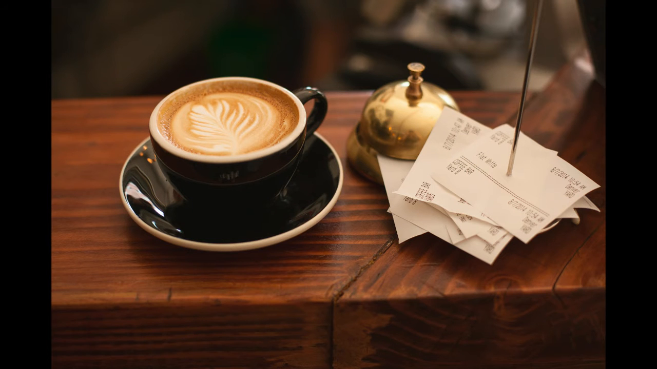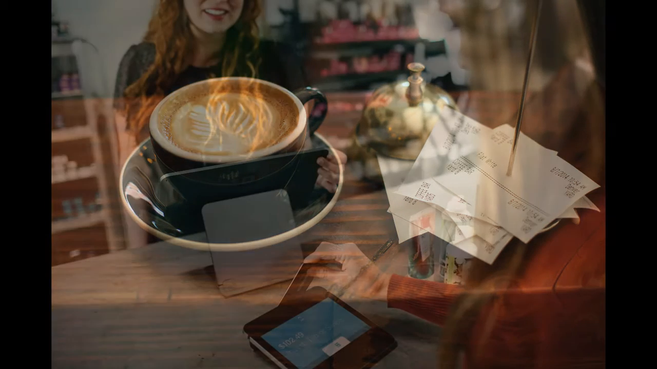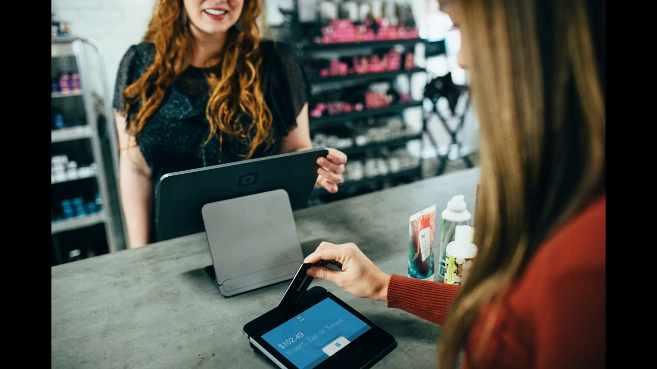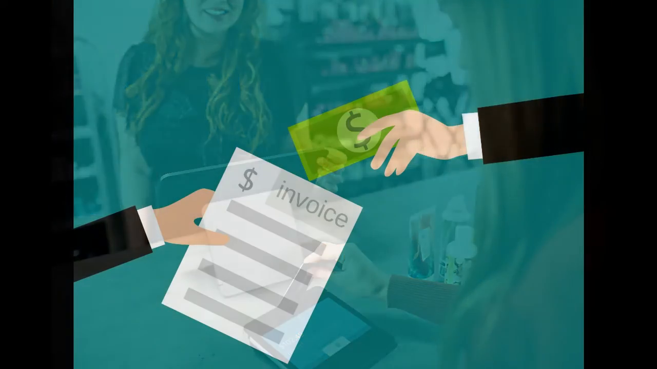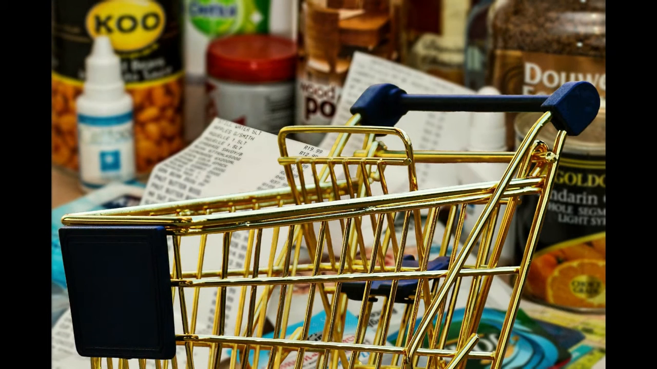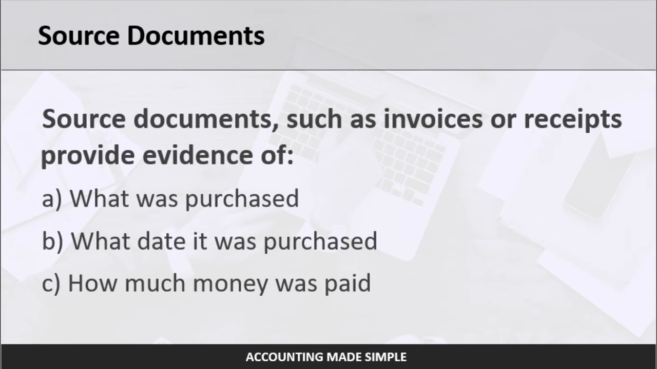Transactions and source documents. Every time goods or services are bought or sold, it's called a transaction. For every transaction, a source document, either paper or electronic, is generated. For example, if you purchase a drink at the supermarket, once you have paid, you'll be given a receipt to prove that you purchased the drink. This receipt is an example of a source document. Every time you buy goods or services, you will receive a source document from the supplier. This document provides evidence of A, what you purchased, B, when, and C, for how much money.